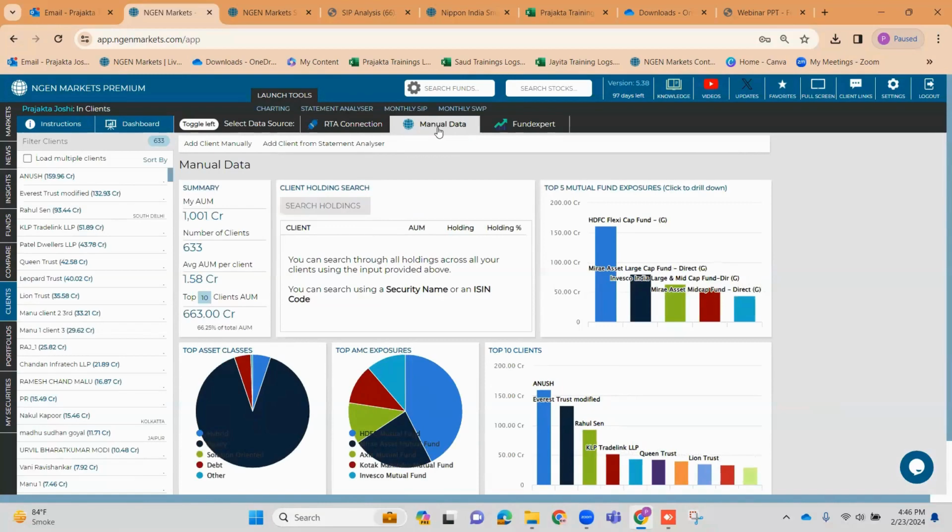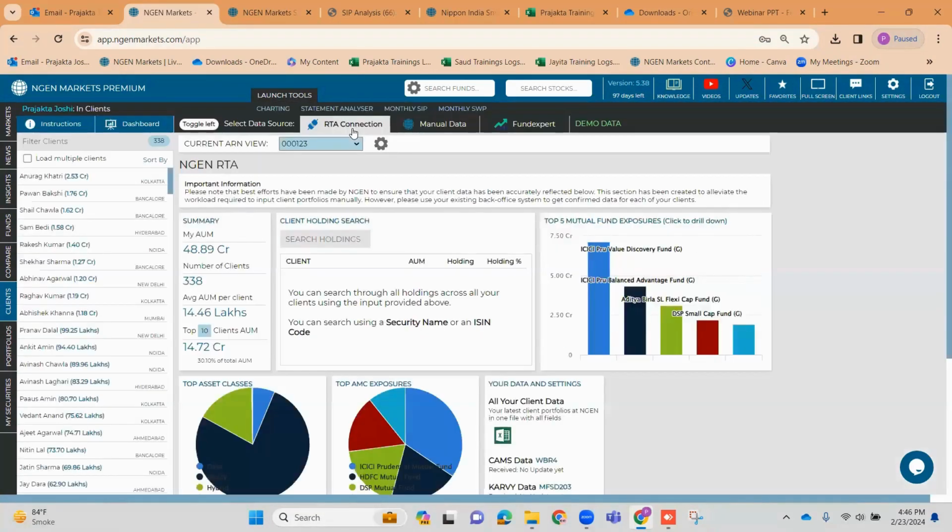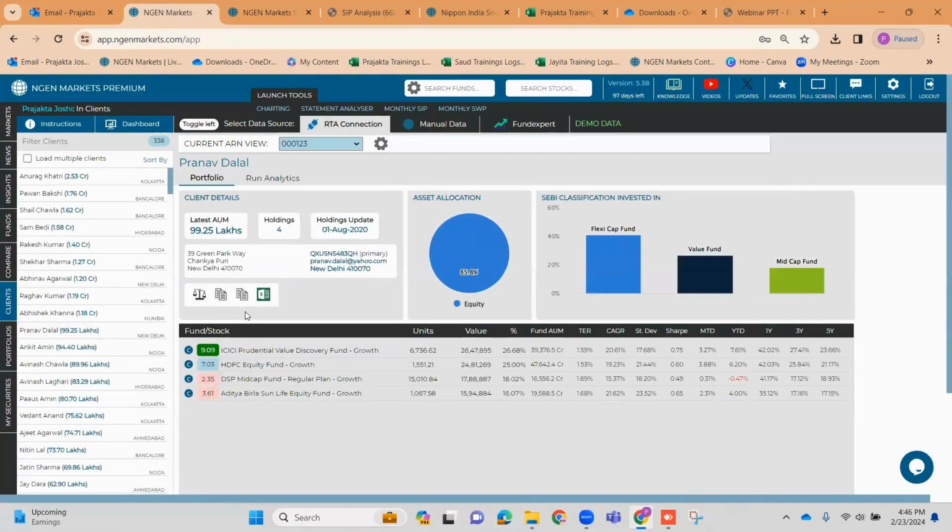What is the procedure? First, you will load the client. Let's say this is Pranav Dalal's portfolio and you want to edit this. Here in the RTA connection, you will not be able to edit. So you click here, copy this client to manual data. This is the first step: load the client, copy it to manual data. It will say okay, done. Check this in manual data.